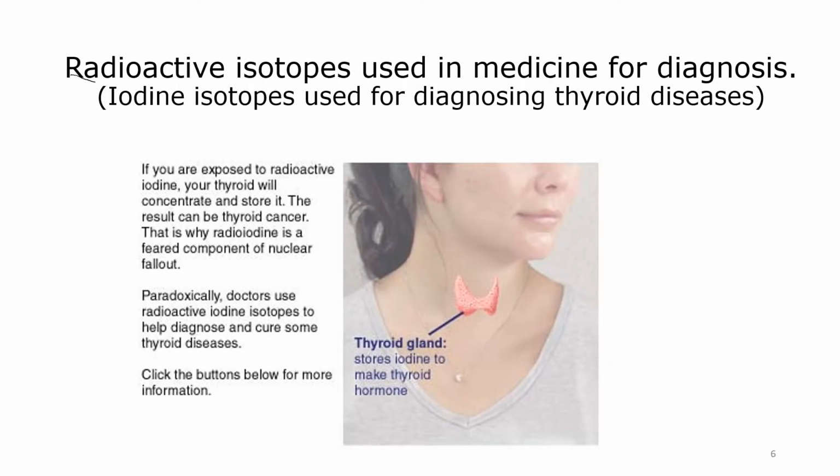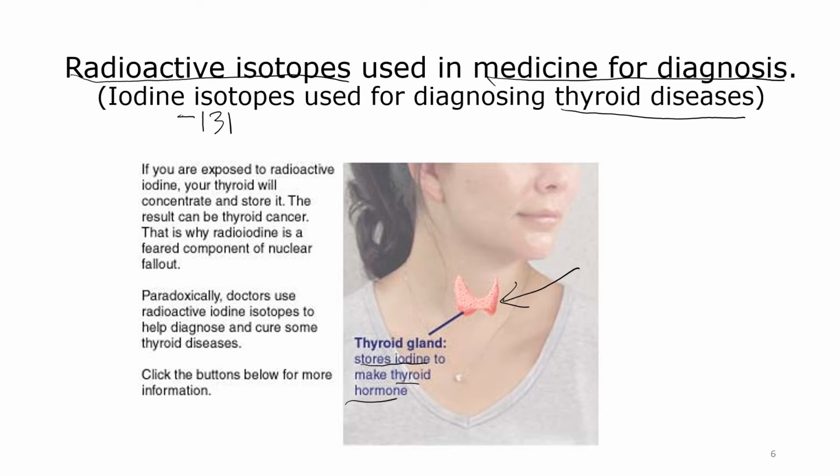In this example, we're going to look at a radioactive isotope used in medicine for diagnosis. We're going to look at iodine-131. It is a radioactive isotope used to diagnose if you have any problems with your thyroid. So basically, your thyroid is located in your neck area, and the thyroid gland stores iodine and makes thyroid hormone, which is used to control your metabolism rate.